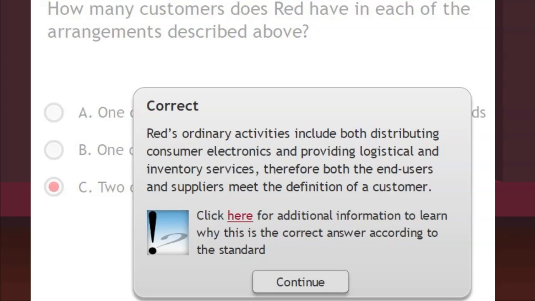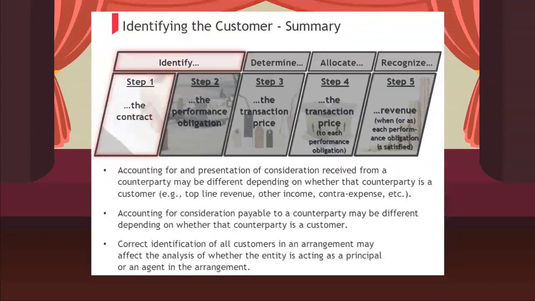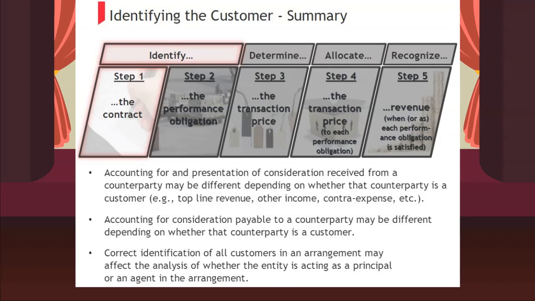The correct answer is C. Both the consumers they send the electronics to and the suppliers that they provide logistical and inventory service for are both customers. In summary, why is it important to correctly identify the customer or customers in a contract?